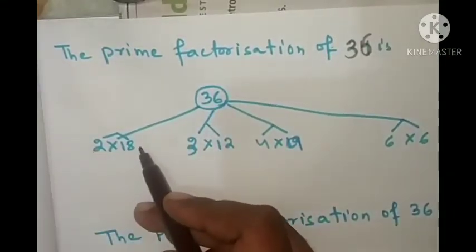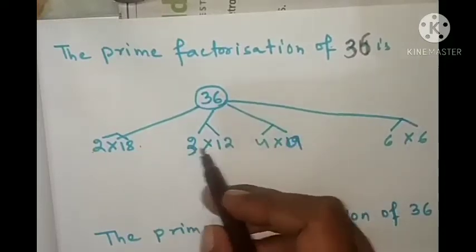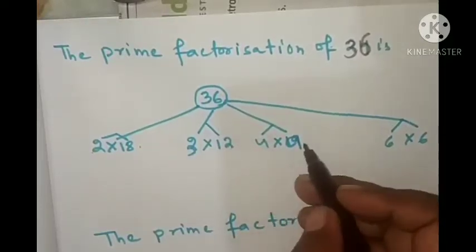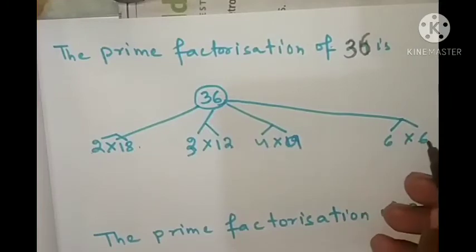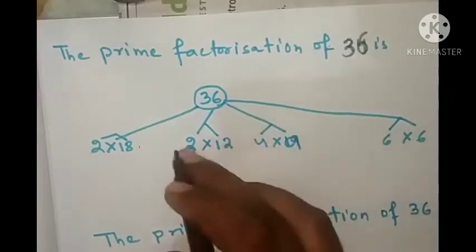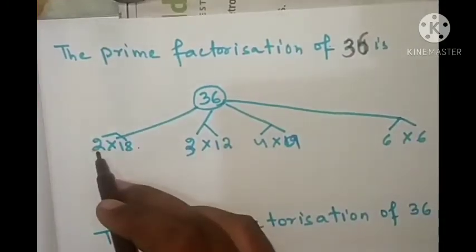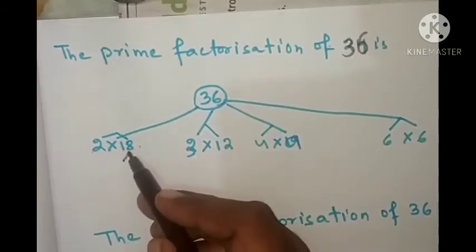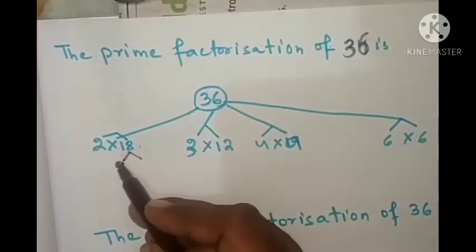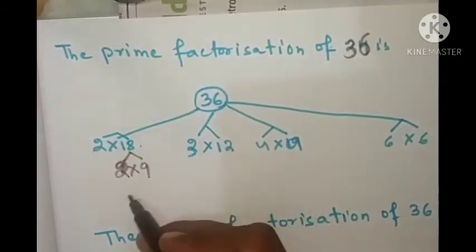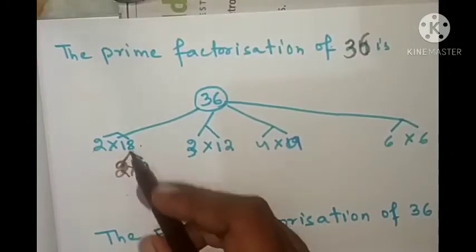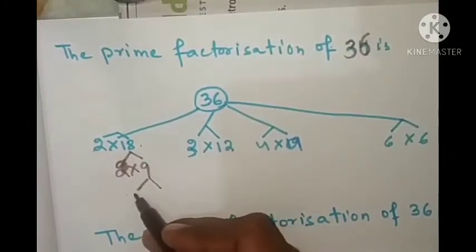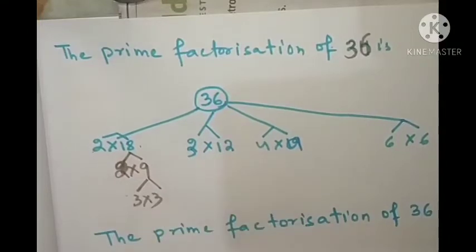2 into 18 is also 36. 3 into 12 is 36. 4 into 9 is also 36. 6 into 6 is 36. So let's find out: 2 is a prime number. We go down. 2 into 9 equal to 18. Then 3 into 3.